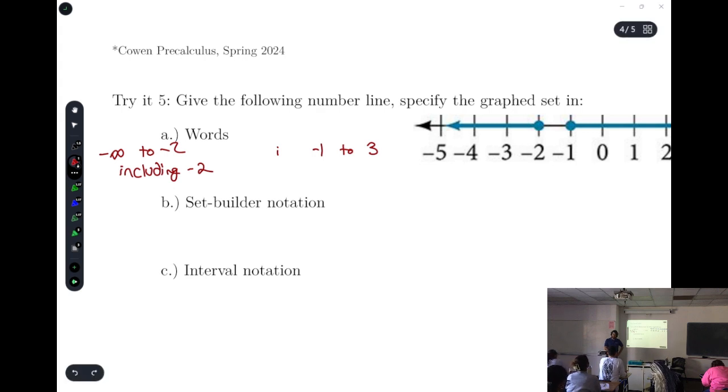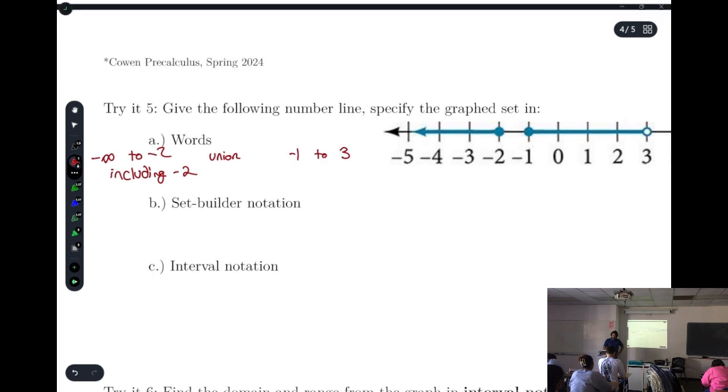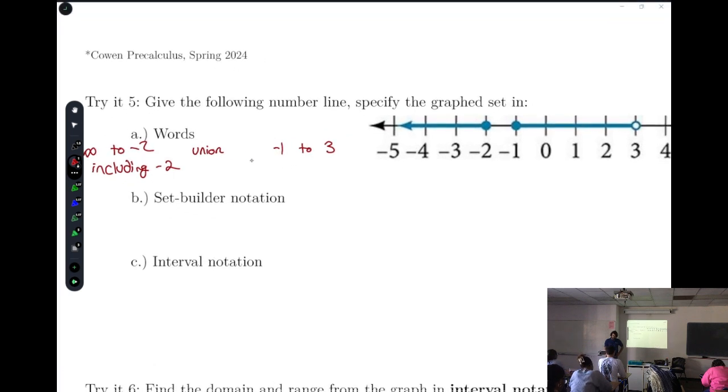Another way to say union is united with, but I'm okay with you leaving union if I can get it on the paper. Sometimes you'll see the words united with. Negative 1 to 3. And then what were you going to say? Including negative 1, not including 3. That's fine. A little messy in the way I wrote it, but that's okay. As long as you're getting across all the points.